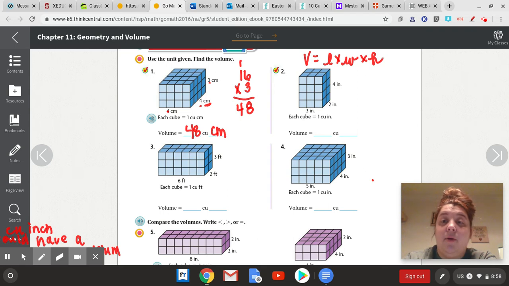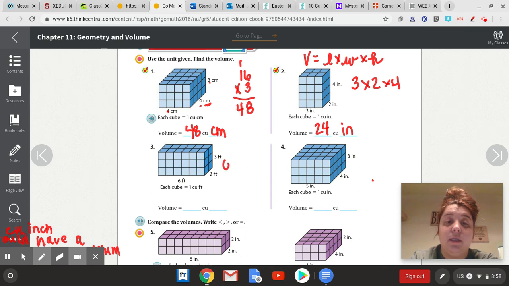All right, here you're going to do 3 times 2 times 4. Well, 3 times 2 is 6 times 4 is 24 cubic inches this time. Okay. Number 3, 6 times 2 is 12. So you did 6 times 2 times 3. 6 times 2 is 12. Times 3 gives you 36. So you have 36 cubic feet.